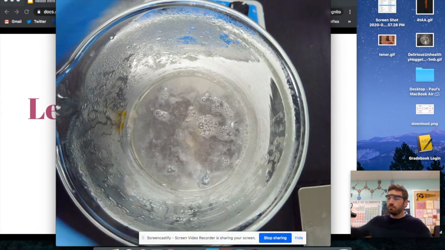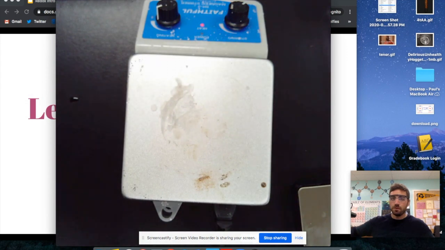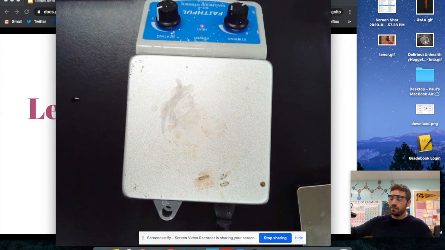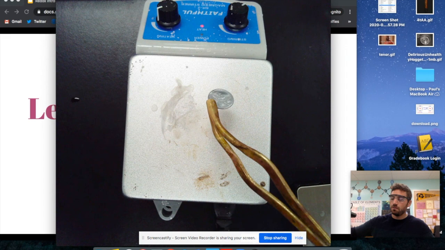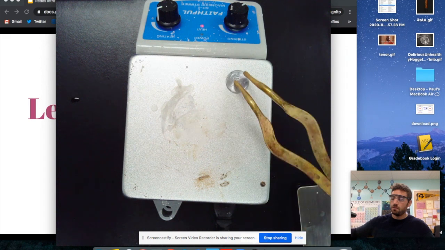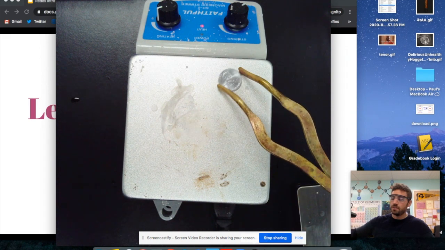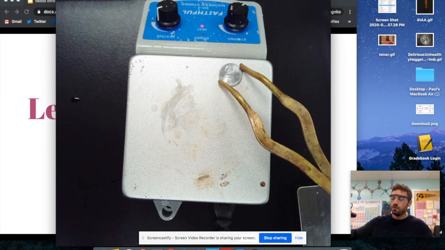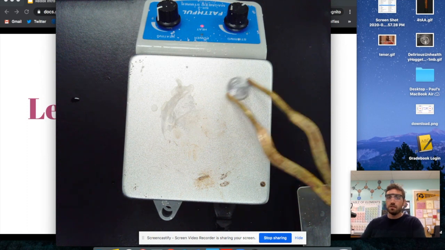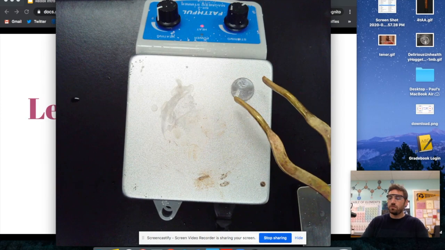And our next step, we're going to take our silver penny and put it directly onto the hot plate. It's going to hop around because of the water. Just got to boil off that water. And then let that penny just sit there. Let's zoom in our camera.